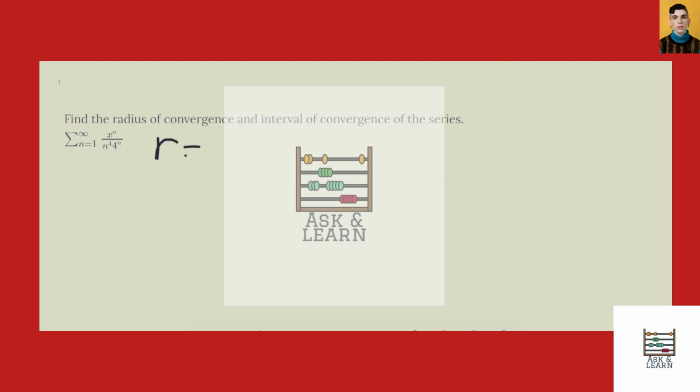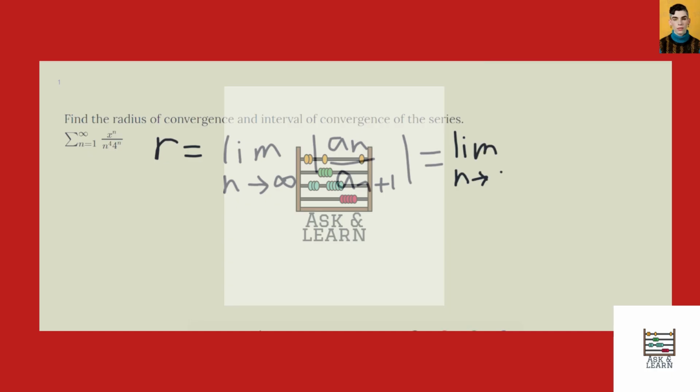To figure out the radius of convergence, we do the limit as n goes to infinity of the absolute value of a_n over the absolute value of a_(n+1), so the absolute value of this whole thing, where the a_n's are just 1 over n to the fourth times 4 to the n. So this is the limit as n goes to infinity of (n+1) to the fourth times 4 to the n+1, divided by n to the fourth times 4 to the n.